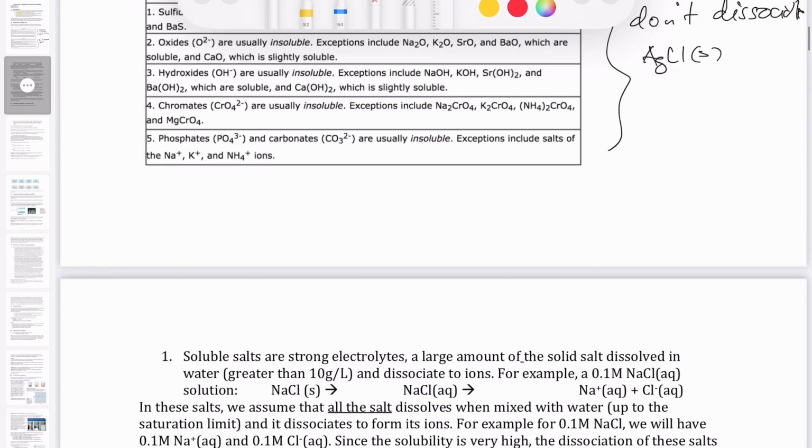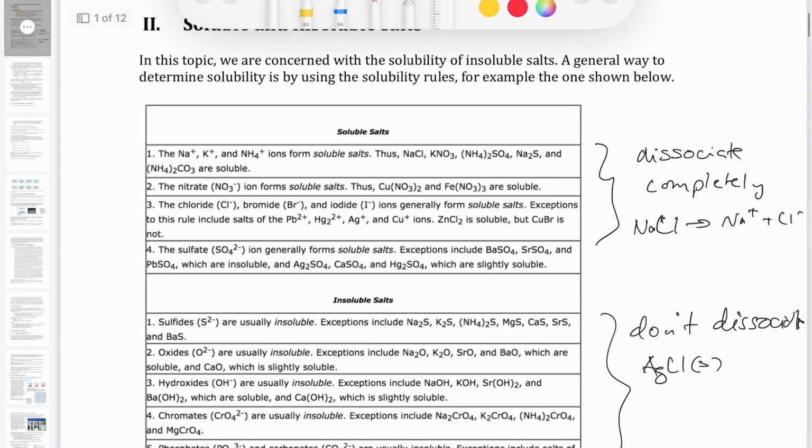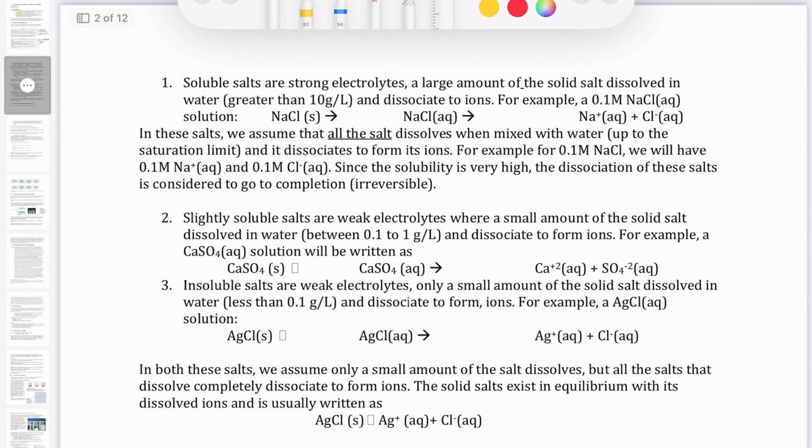Let's get started by just differentiating the different types of salt that we have. So we have soluble, we have slightly soluble, and then we have insoluble. Generally speaking, the way we categorize them in different groups is just on how much of it dissolves when we mix them in water. So a soluble salt would be something where 10 grams per liter or even higher is the concentration. So if you take, for example, sodium chloride, more than 10 grams of it could dissolve per liter of solution. And as a result, we call this a soluble salt.